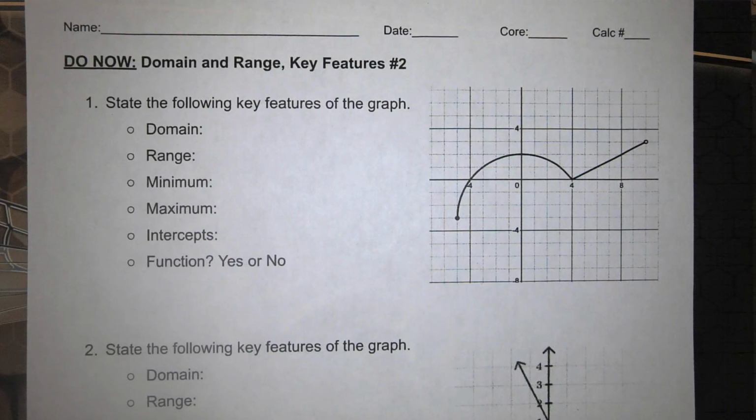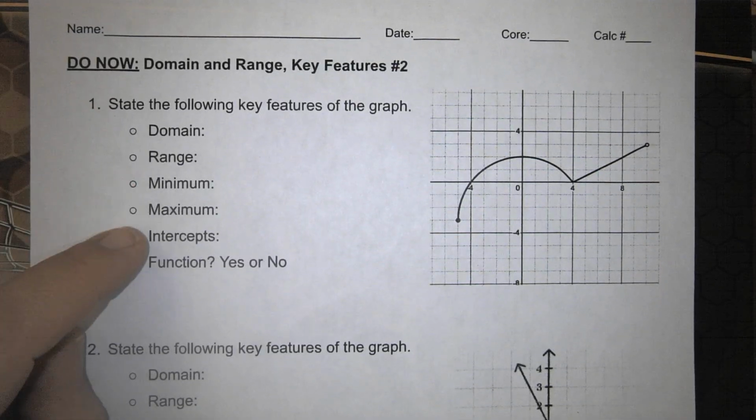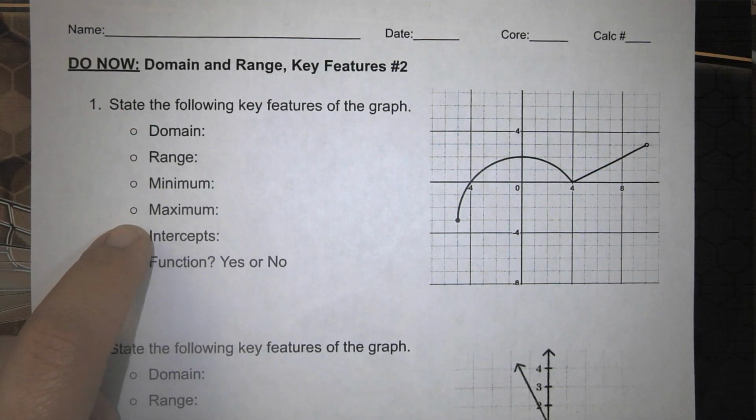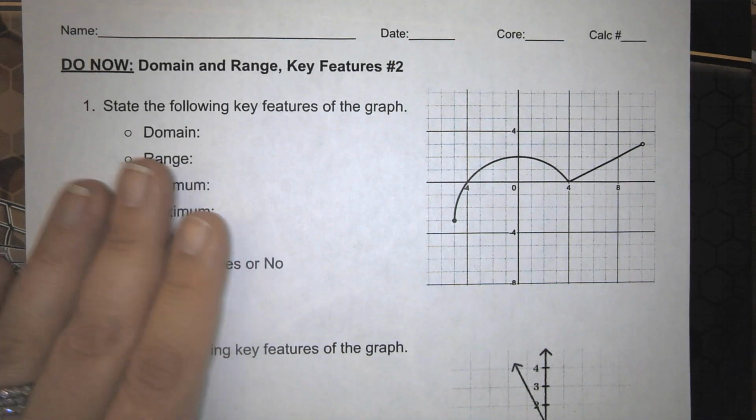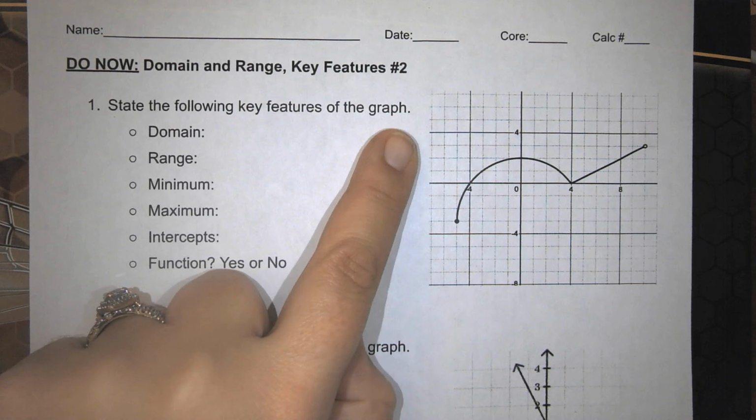I'm going to review this do now. Please pause the video if you have not attempted the question. Give yourself a minute to fill in everything you do not understand between all these key features. Give yourself an opportunity to answer them for yourself and then watch the solution and correct your answers as we go. All right, so looking at the first one, it's asking us to state the key features of the graph.